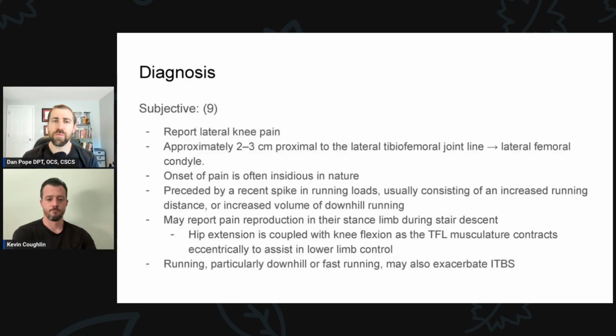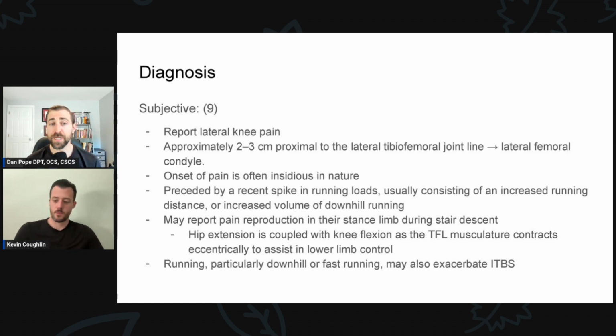All right, so how about from a diagnostic perspective, what are patients going to say to you subjectively? So I think the first giveaway is that they've got lateral knee pain on the side of their knee, okay? In terms of where, because there's a couple different types of lateral knee pain, pain is approximately 2 to 3 centimeters proximal to the lateral tibiofemoral joint line on the lateral femoral condyle. A lot of words there.